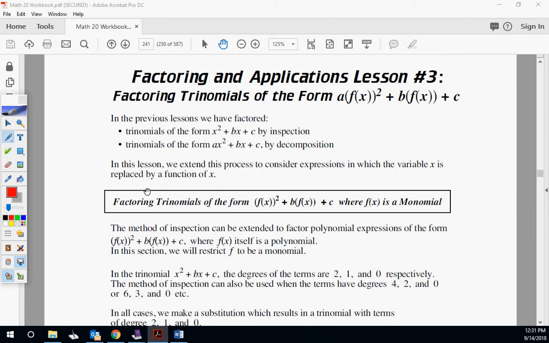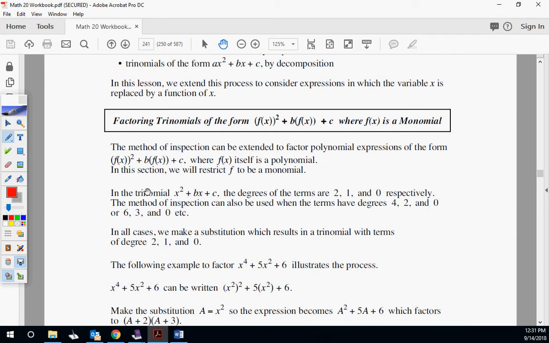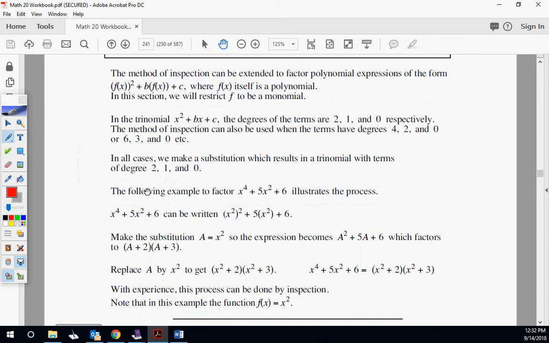Okay, so in previous lessons we did those two. We've already talked about that. So inspection versus decomposition. In this lesson we're going to extend the process in which the variable is replaced by a function of x. So this is kind of the thing we've got to underline. This is kind of just a highlighter section, you could say.